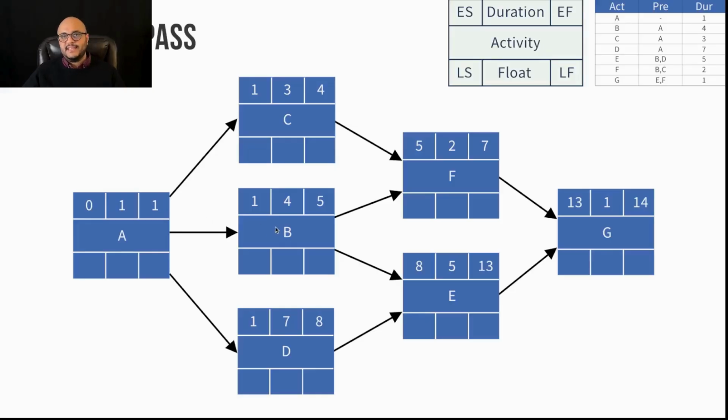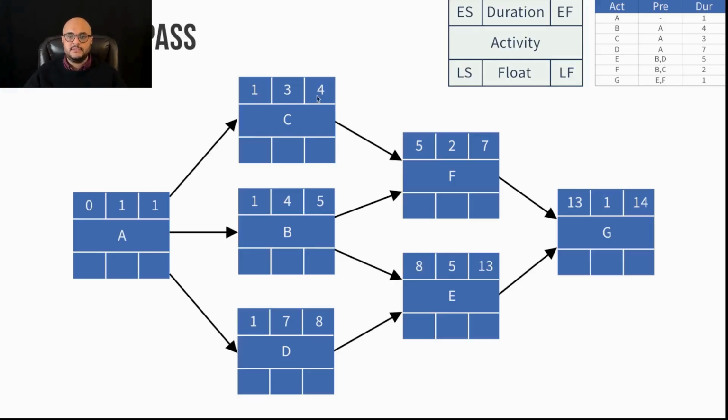Next, let me move into task B. Now, task B has a predecessor of A. So what I do is I take the early finish of task A, and that becomes the early start of task B. Now notice something important. Task C also has a predecessor of A. Task D also has a predecessor of A, so the same applies to all three tasks. The early finish of A becomes the early start of C, the early start of B, and the early start of D. 1, 1, 1. And then I carry on with my formula.